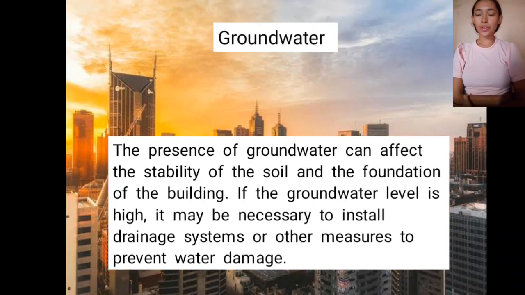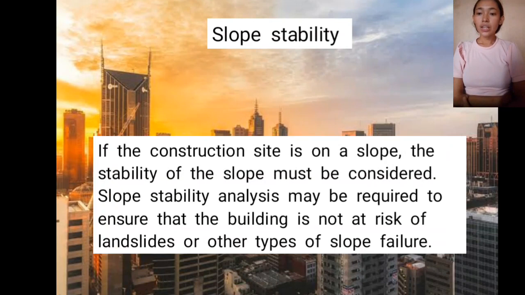Third is groundwater. The presence of groundwater can affect the stability of the soil and the foundation of the building. If the groundwater level is high, it may be necessary to install drainage systems or other measures to prevent water damage. Fourth is slope stability. If the construction site is on a slope, the stability of the slope must be considered. Slope stability analysis may be required to ensure that the building is not at risk of landslides or other types of slope failure.